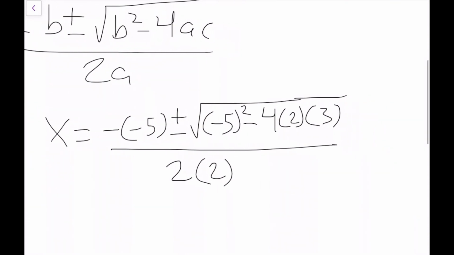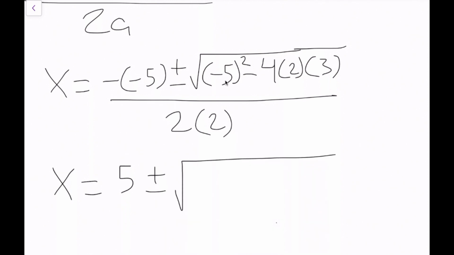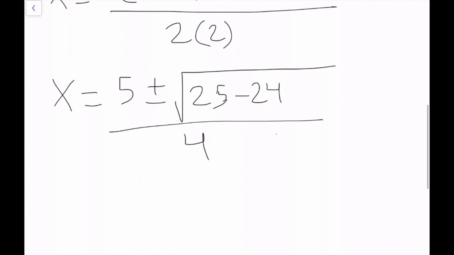All right, now this will be probably easier if you use a calculator, but you don't necessarily need one. So we can just simplify this. We get x equals positive 5 plus or minus the square root of, well, this is negative 5 squared, the quantity, is 25. And then negative 4 times 2 is negative 8, times 3 is negative 24. So this is 25 minus 24 all over 4. All right, so now this is going to give me the square root of 1. I'll just rewrite that really quickly. x equals 5 plus or minus the square root of 1 over 4.